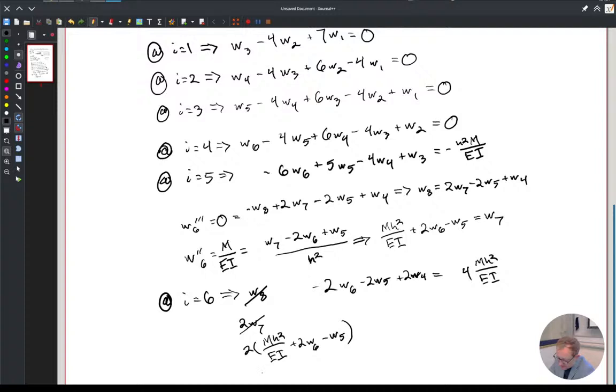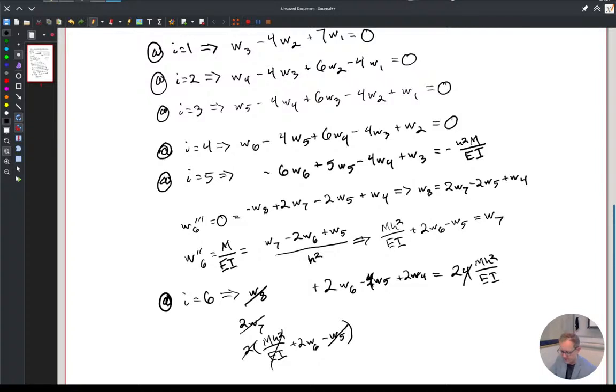So negative 2, so now this becomes a negative 4. Get rid of that W5. And then 2 times 2, so this 4W6 minus 2W6 becomes a positive 2W6. And then this 2mh squared, now this becomes 2 times that mh squared. Phew!